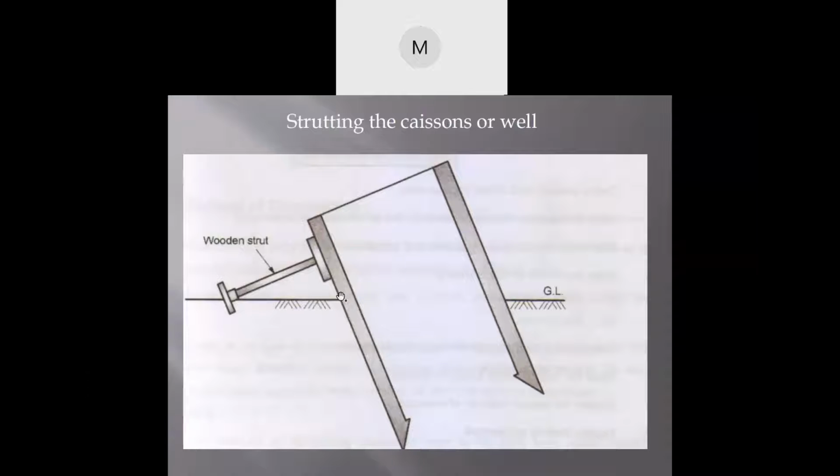And this wooden strut thing is what? This is the permanent structure that is attached to it. Now, what will happen? This will prevent more tilting. This means what? It can be pulled from this side and then again it can be made straight. Okay.